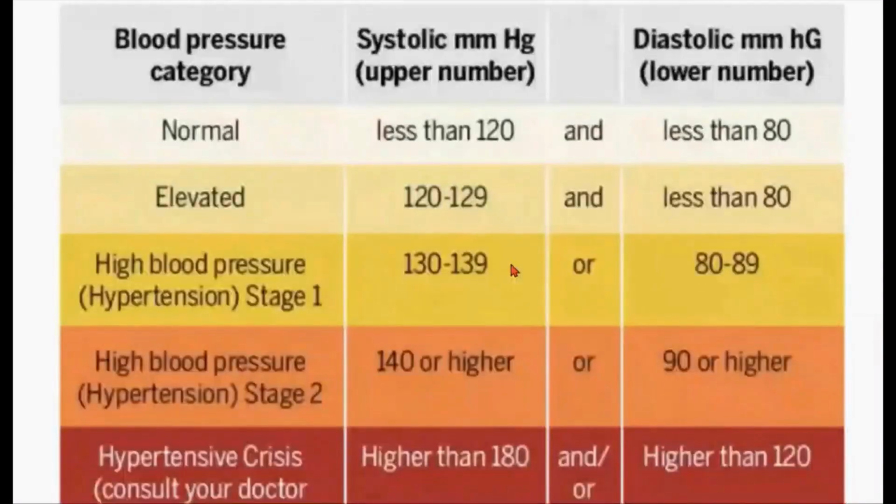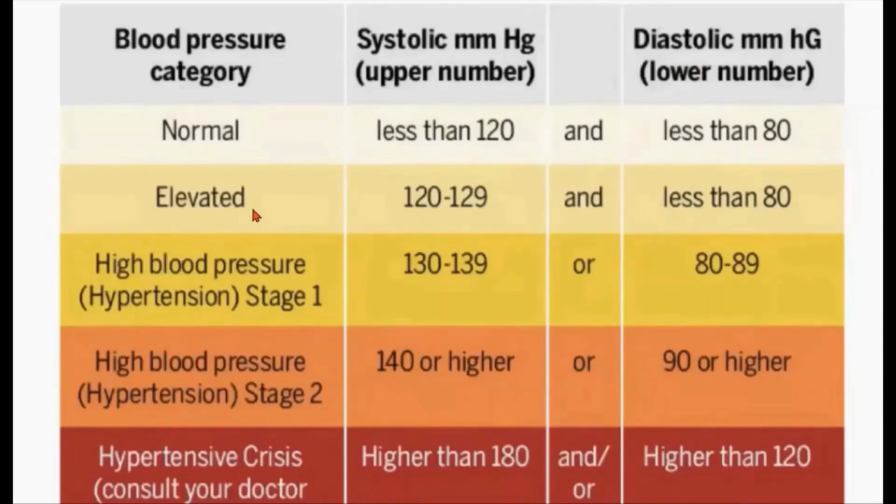Now we can see the blood pressure categories. These are the 5 blood pressure categories. The first category is normal, the second is elevated, the third is high blood pressure stage 1, the next is high blood pressure stage 2, and the last one is hypertensive crisis. Normal means systolic BP is less than 120 and diastolic level is less than 80. That is the normal blood pressure, 120 by 80.